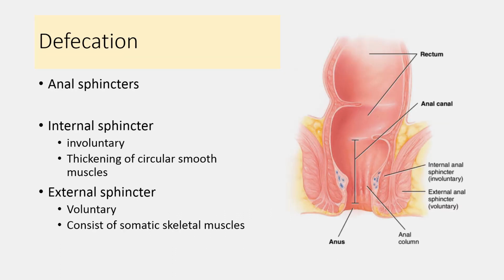Defecation is the process by which undigested food particles, sloughed off epithelial cells, and intestinal secretions are excreted from the body. The defecation process is controlled by the anal sphincters. There are two anal sphincters: the internal anal sphincter, which is involuntary and is a thickening of the circular smooth muscles, and the external anal sphincter, which is under voluntary control and consists of somatic skeletal muscles.